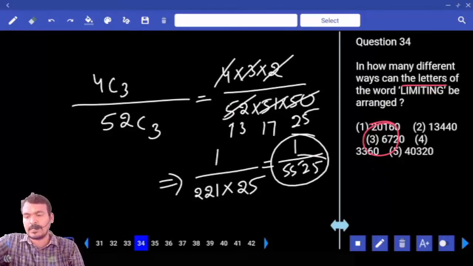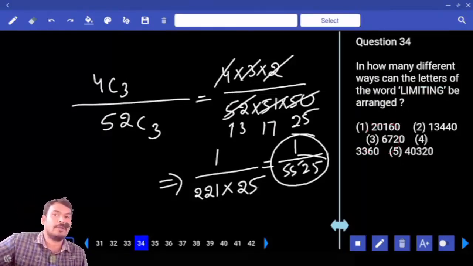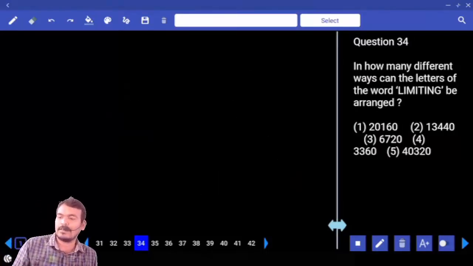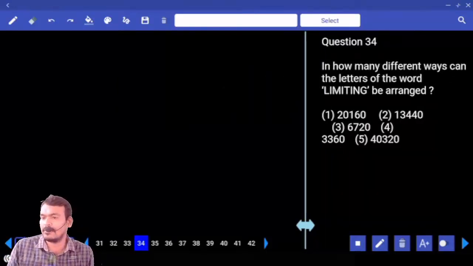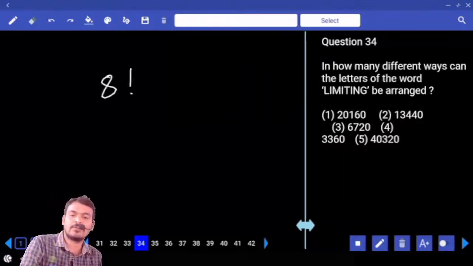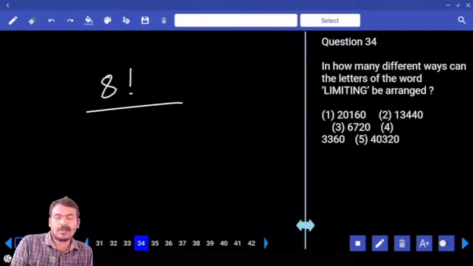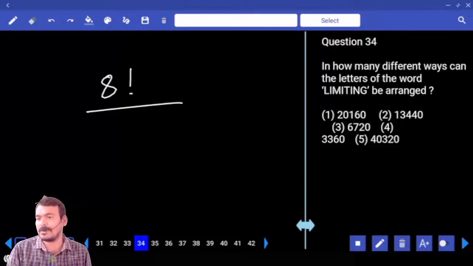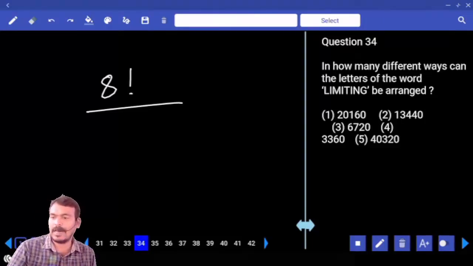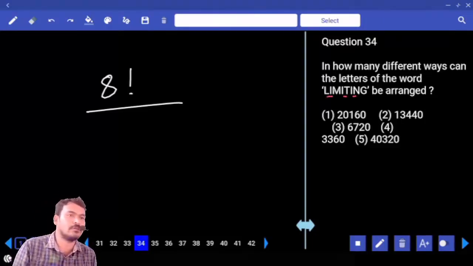Next, question number 34. Related to permutation, combination. In how many different ways can the letters of the word LIMITING be arranged? Total how many letters? 8 letters. Then we write 8 factorial. Out of the 8 letters, how many are repeated? I is repeated 3 times. Then we write the denominator 3 factorial.